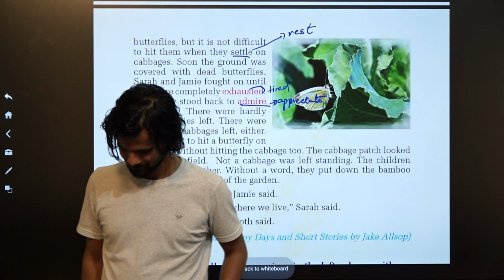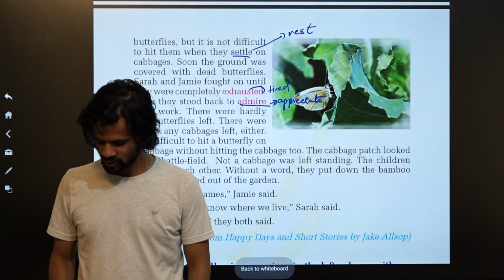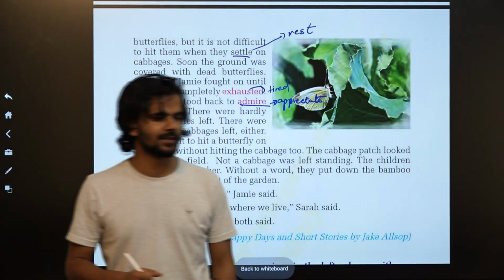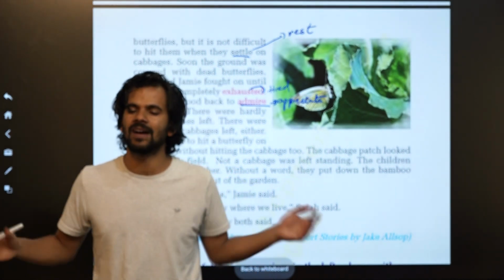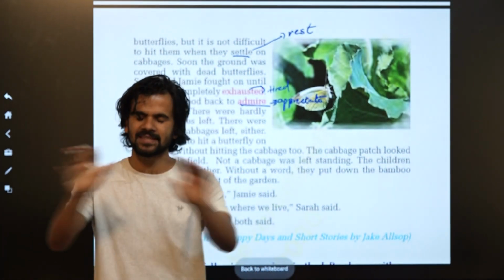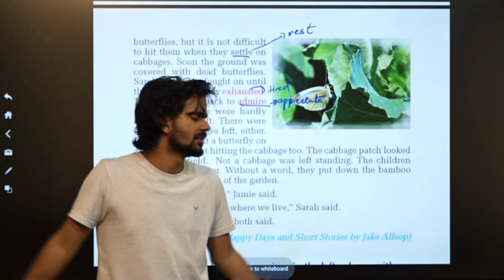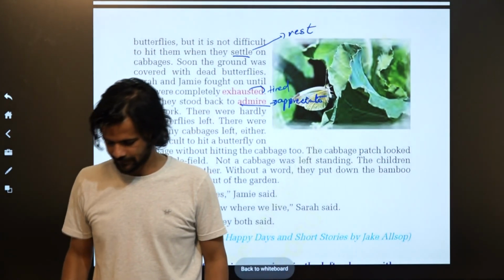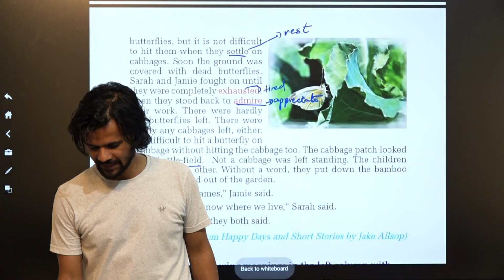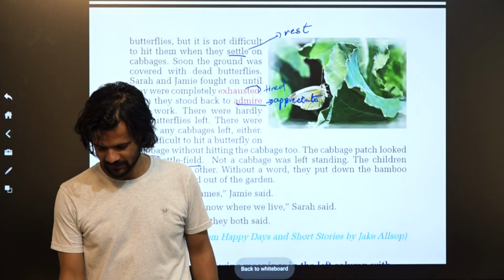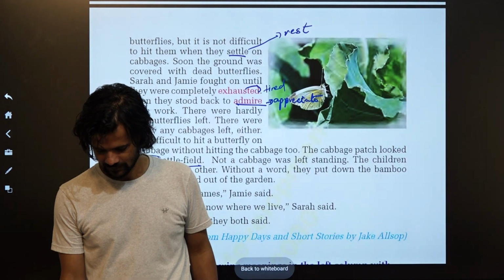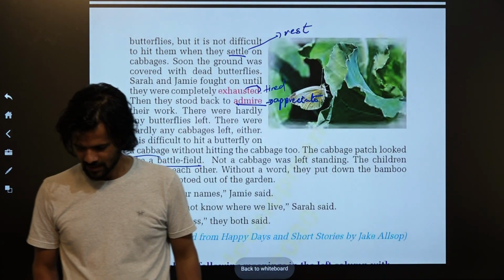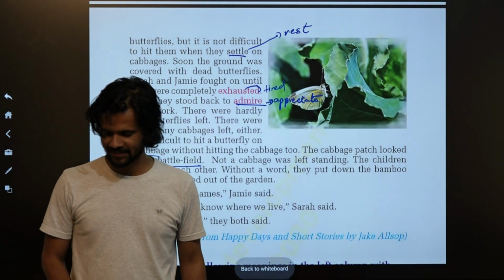The cabbage patch looked like a battlefield. It didn't look like a cabbage field anymore. It looked as if people were fighting there. It looked messy and there was nothing left. Battlefield, place where you fight, right? Kurukshetra. Place of fight. Not a cabbage was left standing. There was no cabbage that was standing. All were destroyed.